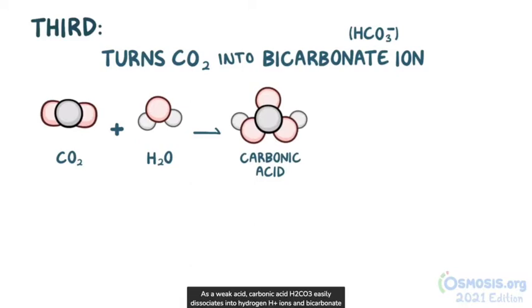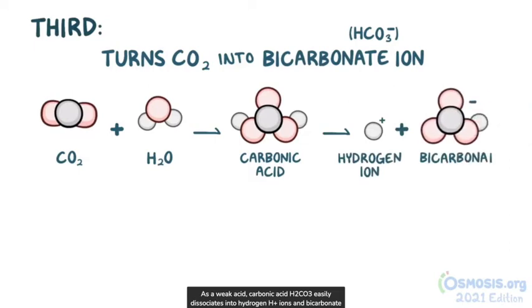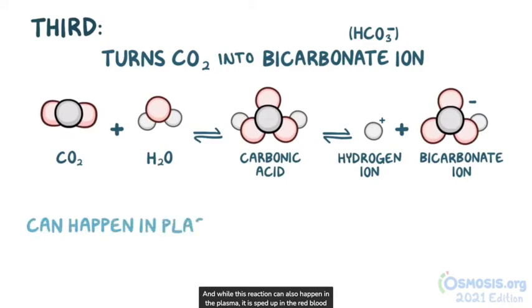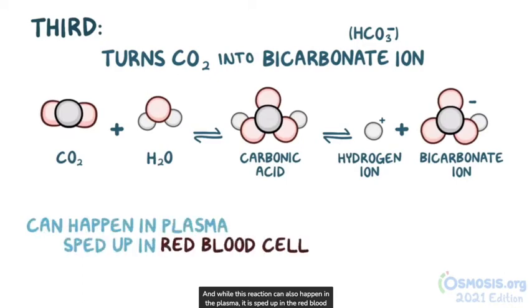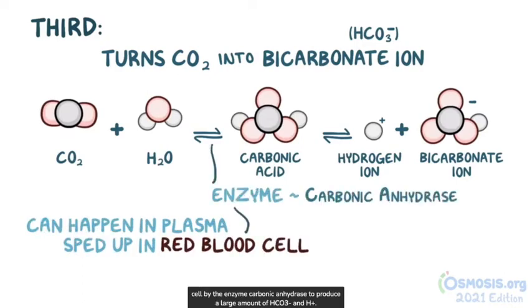As a weak acid, carbonic acid easily dissociates into hydrogen ions and bicarbonate ions. And these reactions are reversible and can happen in the opposite direction as well. And while this reaction can also happen in the plasma, it's sped up in the red blood cell by the enzyme carbonic anhydrase to produce a large amount of HCO3- and H+.